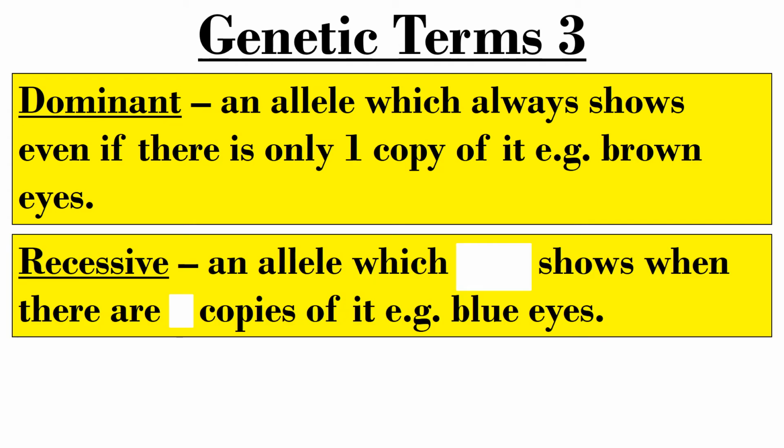And then recessive is the opposite. Recessive is an allele which only shows when there are two copies of it. So dominant, you just need one copy of the allele to have the phenotype, to have the characteristic. Recessive, you need two copies.